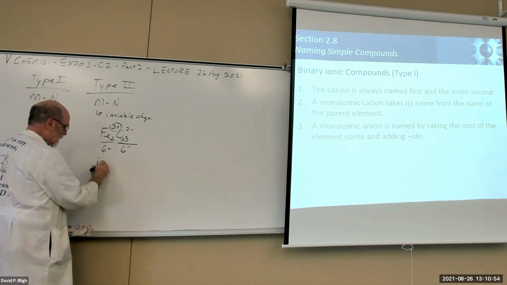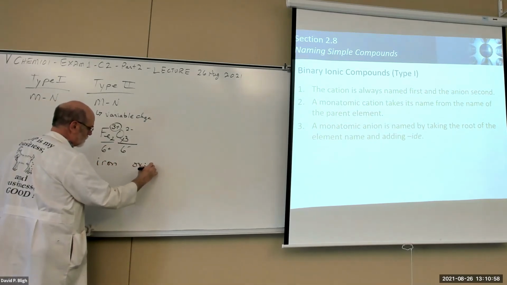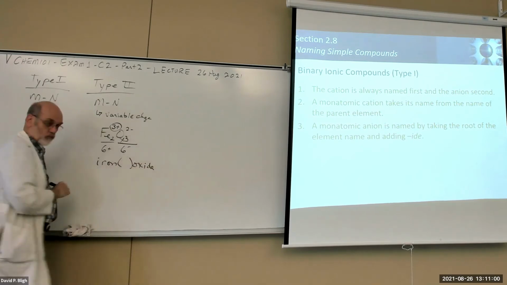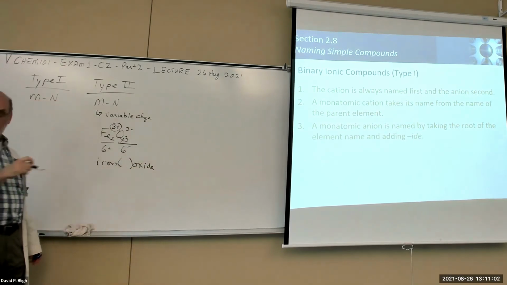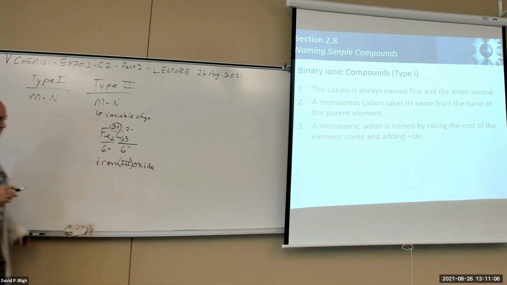So we just say iron oxide. And then we tell it what the charge is in the name. And the charge is in Roman numerals, like that. Iron 3 oxide.